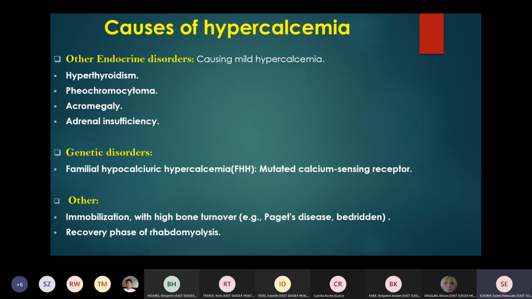Familial hypocalciuric hypercalcemia is a hereditary condition, but it is a rare condition which doesn't require treatment, by the way, and most of these patients are asymptomatic. Other conditions that may be associated with hypercalcemia are immobilization, especially in elderly patients, or patients with high bone turnover, including Paget disease, and bedbound patients. And also the recovery phase of rhabdomyolysis.